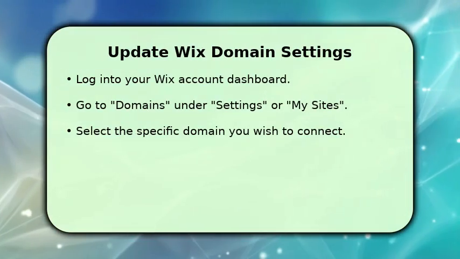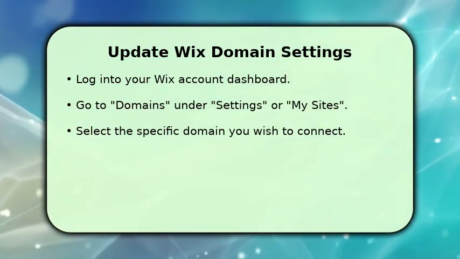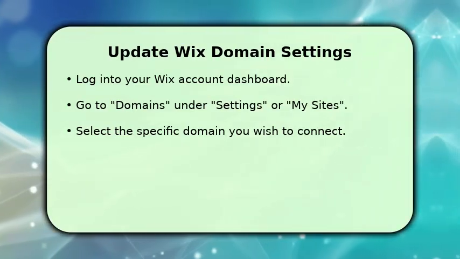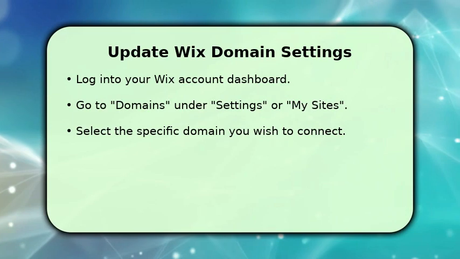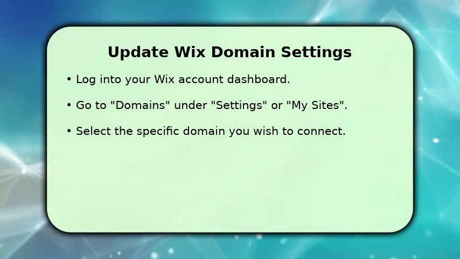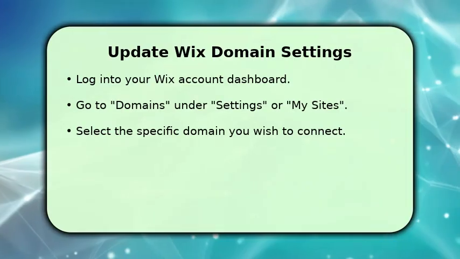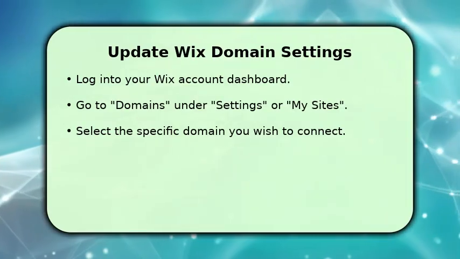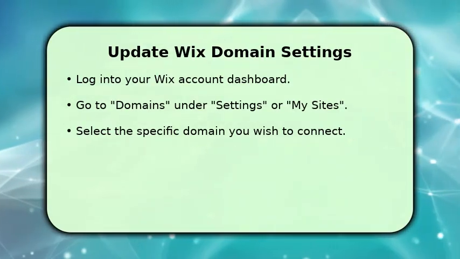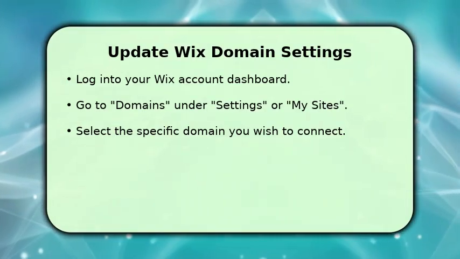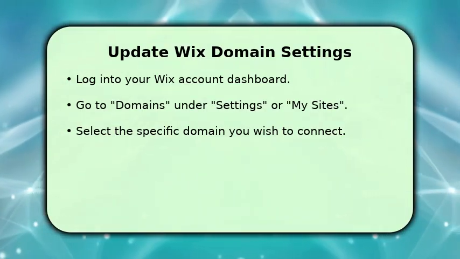Now, log into your Wix account. From your dashboard, navigate to the Domains section, usually found under Settings or My Sites. Select the specific domain name you intend to connect to Hostinger. You will then see an option to change name servers. Replace the existing Wix name servers with the two Hostinger name server addresses you copied earlier. Remember to save your changes to apply the update.